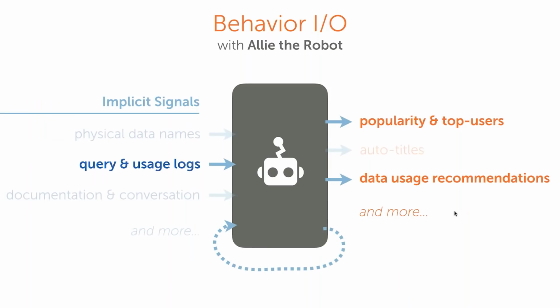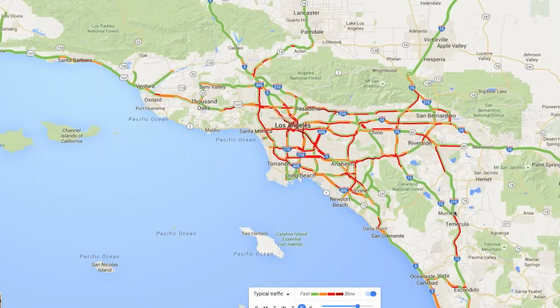The second thing we'll look at is not just what the language is, but also people's patterns of behavior. So we'll parse the query logs and the usage logs and use that to figure out who's using what, when, and how, and recommend how you should use things in the future. And what this is most like is an app like Google Maps that has traffic information.